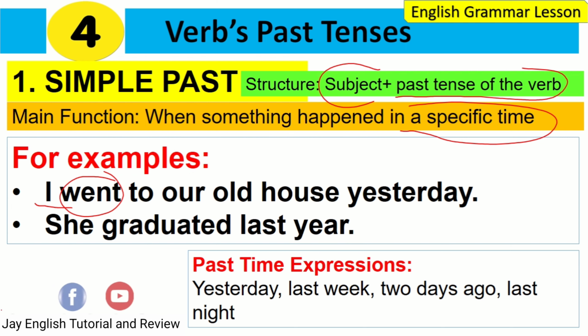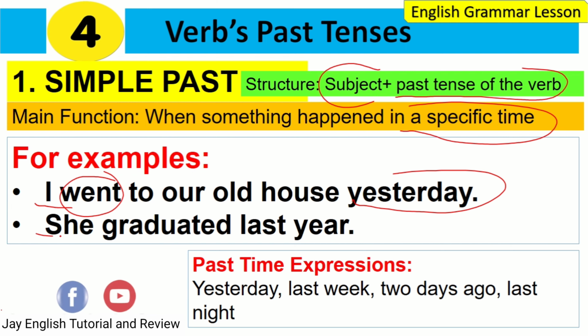If you can see here, we have the past time expression yesterday. And please take note that the main function of the simple past is an action that happened in the past in a specific time. So in our example here, we have yesterday that tells us when that particular action happened in the past, and it was yesterday. Another example here, she graduated last year.